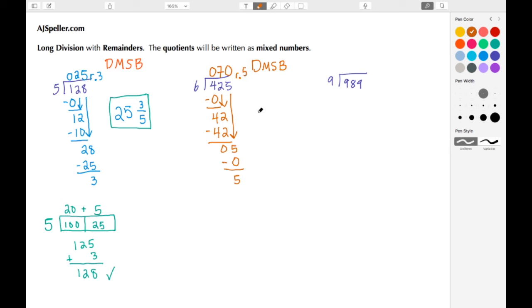Now to write this in mixed number format, we write the 70. Our remainder is always going to be the numerator. Our divisor is always going to be the denominator. So here we have 70 and 5/6. And now let's do our check. We're going to multiply the 70 times 6. Well, 6 times 0 is 0, and 6 times 7 is 42. We need to add on the remainder, which was 5. And now we have 420 plus 5 to give us 425, and that is correct because it matches our dividend.